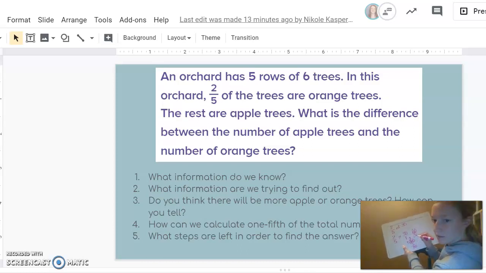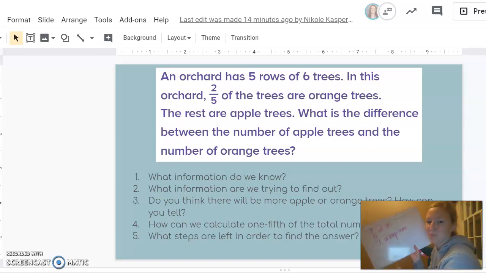5 goes into 10 2 times. 12. Okay, so my answer for the first part, where I had to find 2/5 of 30, we decided that was 12. So that means 2/5 of the trees are orange trees, or 12 of the trees are orange trees. So 12 orange trees.